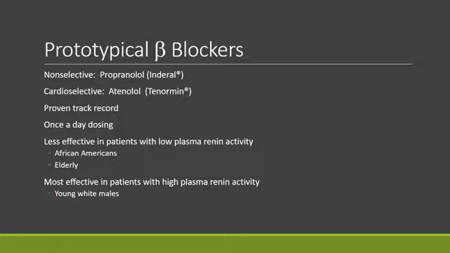Beta blockers have been less effective in patients with low plasma renin activity. That would be like your African Americans or your elderly patients. But it's very effective in patients with high plasma renin activity. Those would be like your young white males.